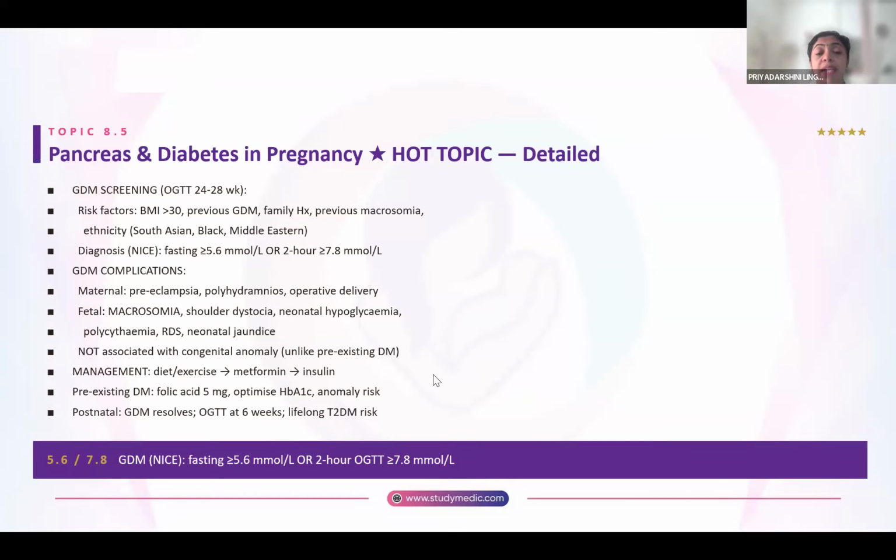We just saw it is going to be 5, 6, 7, 8. So any value of fasting more than or equal to 5.6 or postprandial more than or equal to 7.8, then you diagnose GDM. The most common complications in the mother: preeclampsia, operative vaginal delivery, polyhydramnios are quite common. For babies, it can cause macrosomia, shoulder dystocia, and hypoglycemia. So you're going to add on exercise for the woman. If not controlled, in 2 weeks, start her on metformin or insulin, depending on her presentation.